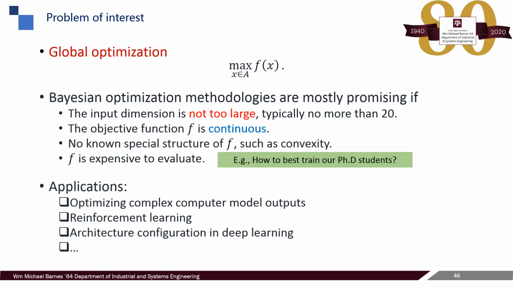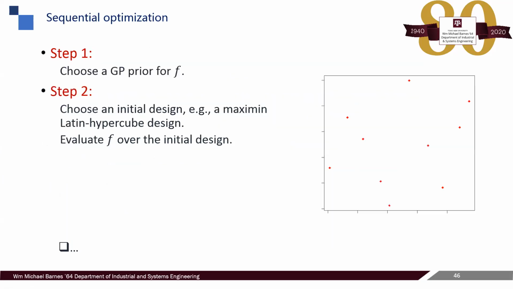Applications, as I said, include optimization for complex computer model output, reinforcement learning, architecture configuration in deep learning, and so on. So the general idea of Bayesian optimization, the first idea, is sequential optimization. Sequential optimization is quite similar to our general optimization problem, right? When we say optimization, basically we are trying to evaluate this function one point after another until convergence or until we achieve certain promising properties. Then we can stop.